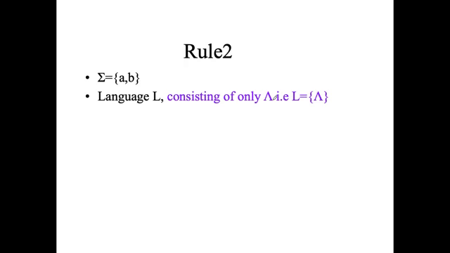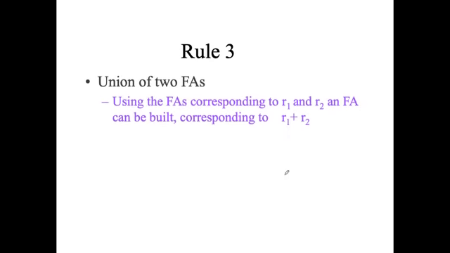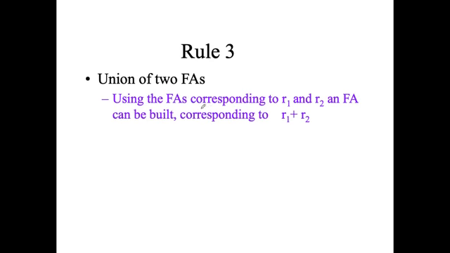Consisting only of lambda, we can build its FA like this: plus-minus as one state, and the rest of the things are not accepted, they just stay in the dead-end state. Only lambda is accepted. Rule number 3: using the FAs corresponding to R1 and R2, we can build the FA corresponding to R1 plus R2.